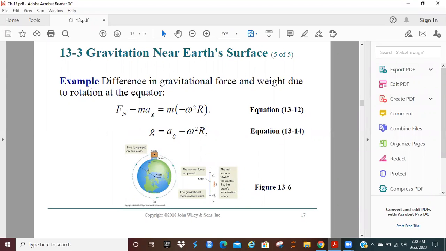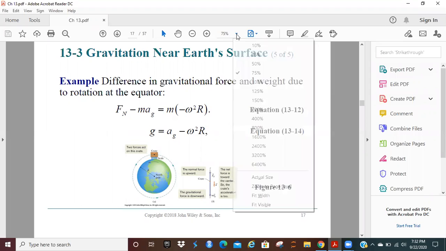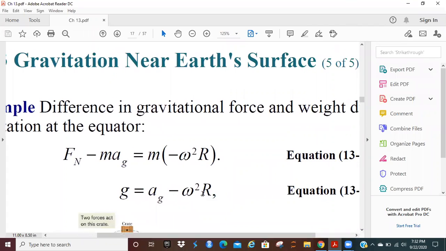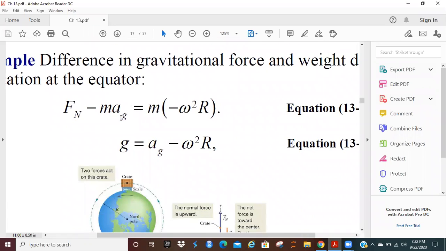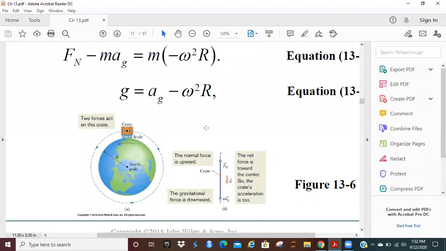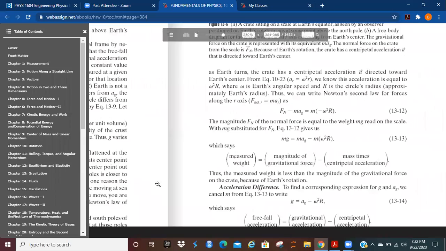So, the difference in gravitational force and weight due to rotation at the equator. The normal force minus mass times acceleration due to gravity is equal to the centripetal force. Then the measured g is going to be equal to the acceleration due to gravity minus omega squared r. Let's go back.